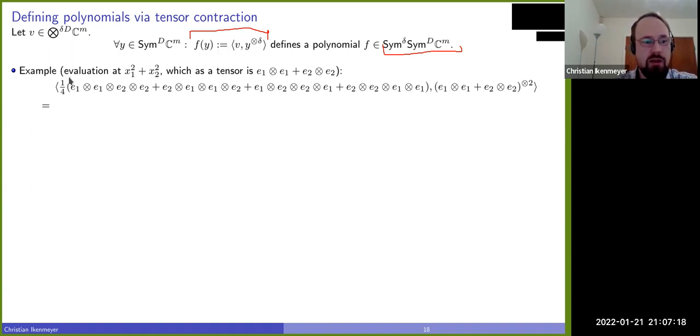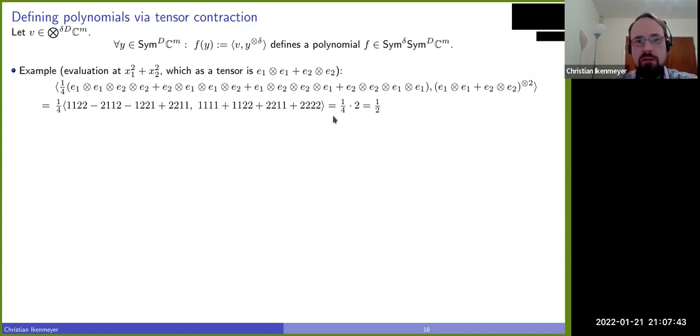And if I do that, for example, I evaluate here at x1 squared plus x2 squared, which is this tensor here. This is the tensor from the last slide. You might not see that this is exactly this tensor, but I want to evaluate it at this polynomial. So I contract with this second power here. Now this is a smarter way of writing it, right? So 1, 1, 2, 2 becomes 1, 1, 2, 2 minus 2, 2, 1, 1, and so on. And I contract with this tensor here.